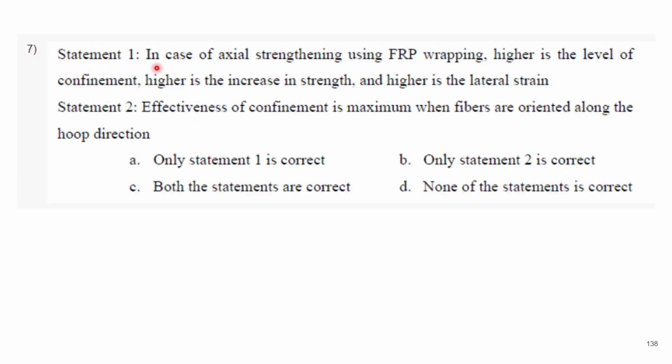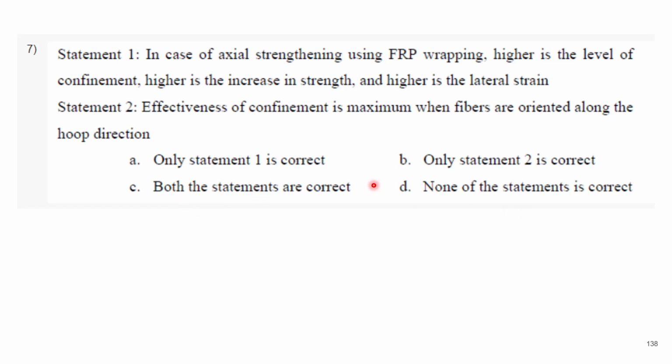Seventh question. Statement 1: in case of axial strengthening using FRP wrapping, the higher the level of confinement, the higher the increase in strength, and the higher the lateral strain. Statement 2: effectiveness of confinement is maximum when fibers are oriented along the hoop direction. So, 1 is correct, 2 is correct, both are correct, or none of them is correct. Which is the correct option?